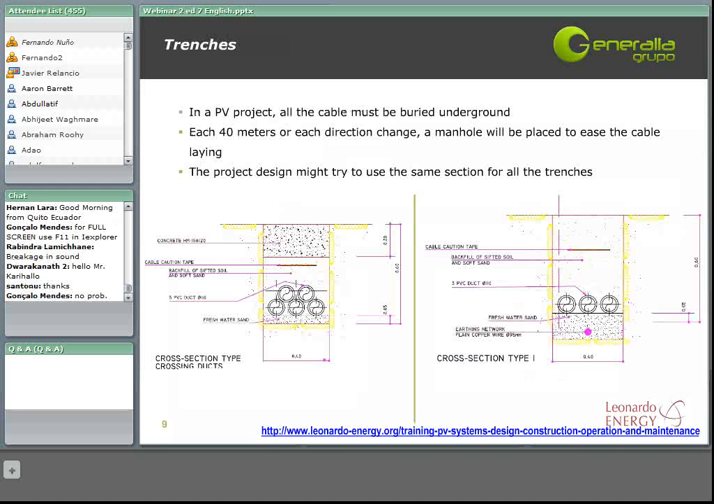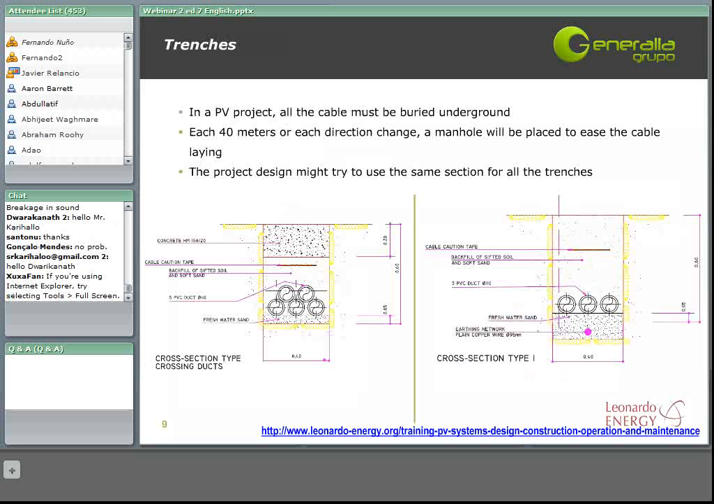To end with the civil works, we will talk about the trenches. Normally in a PV project, it is recommended to install all the cable buried underground, so that we can protect it against atmospheric conditions, vandalism, and other problems that may cause damage to the cable. Also, a manhole should be placed every 40 meters or at any direction change, in order to ease the cable laying and just in case an incident may happen.